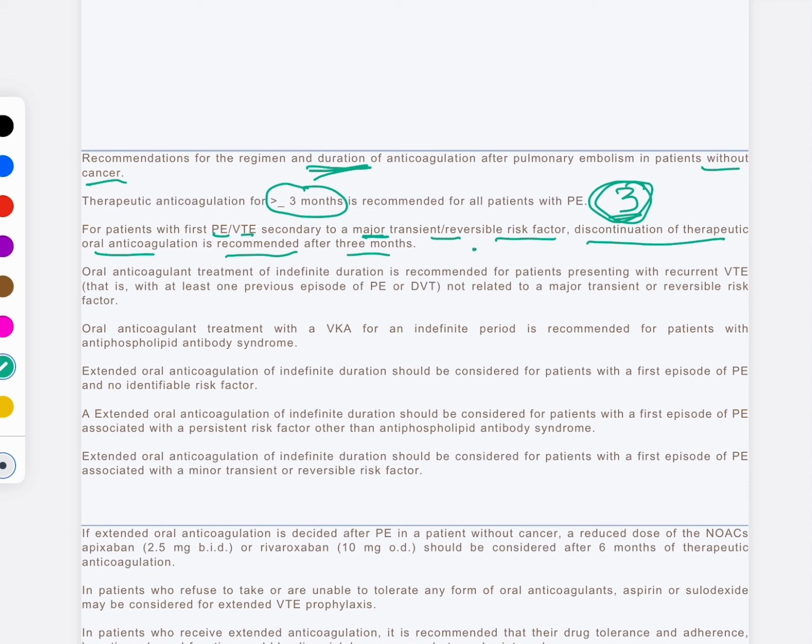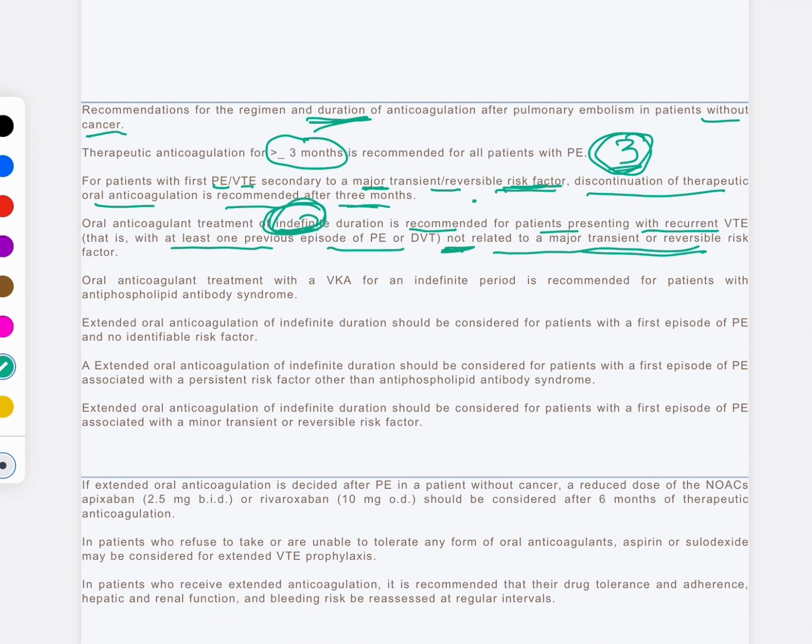If you know the risk factor behind PE, and that factor has been removed now, you can discontinue oral anticoagulation after 3 months. Oral anticoagulant treatment of indefinite duration is recommended for patients presenting with recurrent VTE, that is with at least one previous episode not related to a major or transient reversible risk factor. If it is not related to a major or transient reversible factor, then for an indefinite period of time we have to continue anticoagulation.